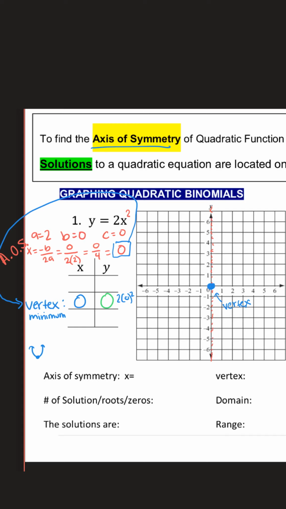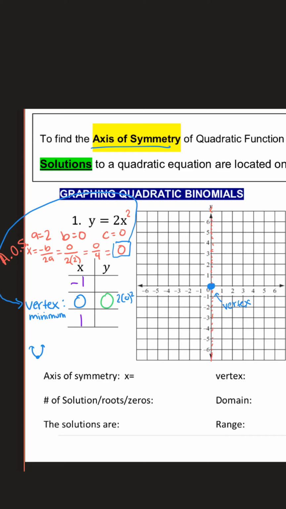Okay, so now all I need to do is pick 2 points. I'm going to pick a number before 0 and one after 0. Let's do the same ones as our parent function. Let's put -1 and +1. Let's see what colors I want to do. I want to do purple. All right, so -1 and +1.